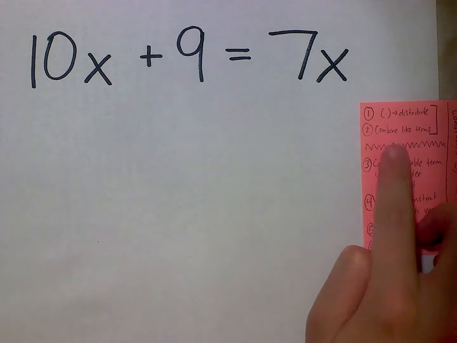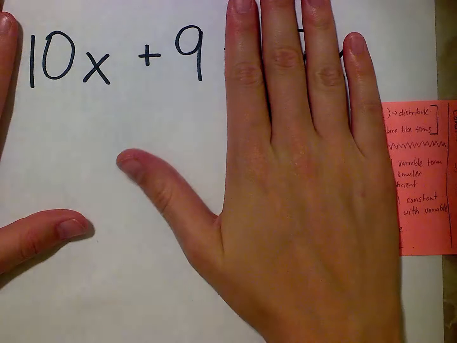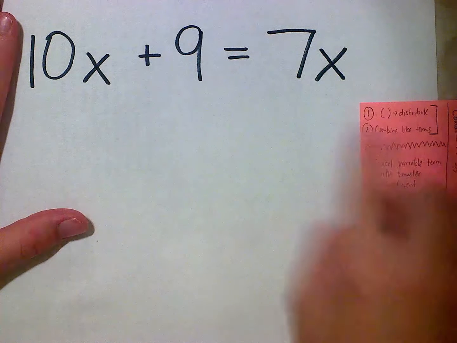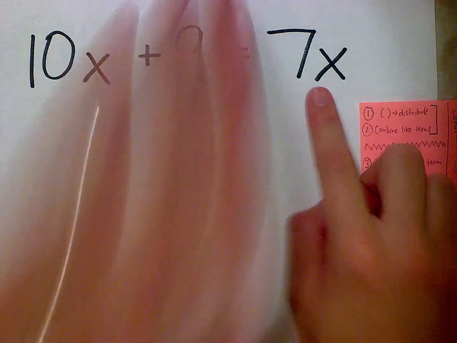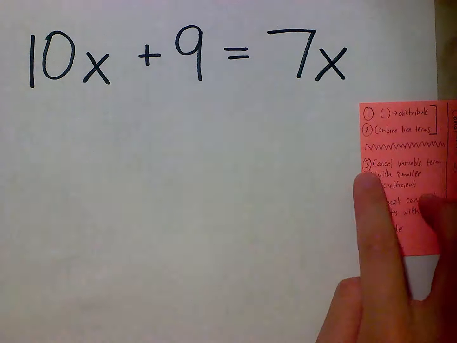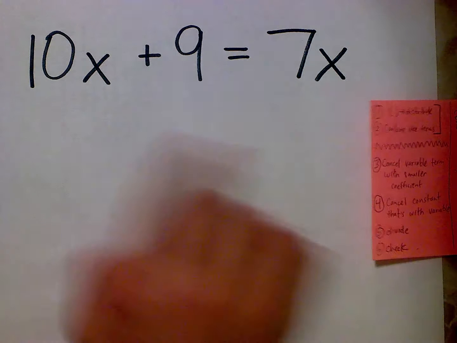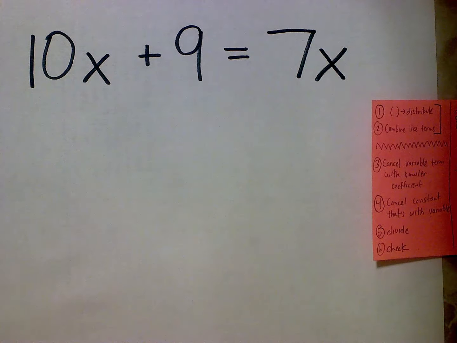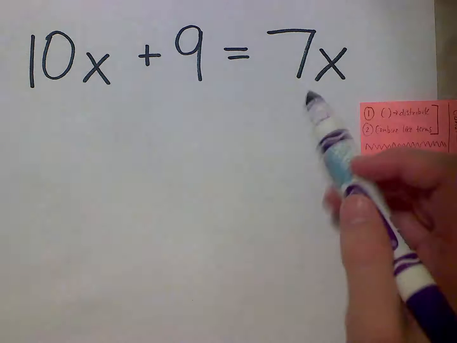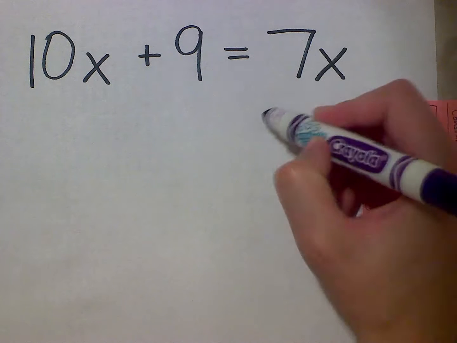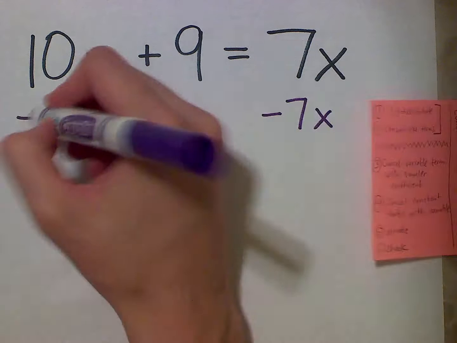Remember, this is only on one side of the equation or the other. So are there like terms here? No. This is 10x, it has an x with it. This doesn't have an x with it. This is just one term, so there's definitely not like terms. So now I'm on step 3. Cancel variable term with smaller coefficient. So this is true when I have variables on both sides of the equation. I need to cancel one of them. And what I do is I find the one with the smaller coefficient. So in this case, this is a 10 and a 7. 7 is smaller. I'm going to cancel the 7x. This is a positive 7x. I'm going to subtract 7x from both sides.